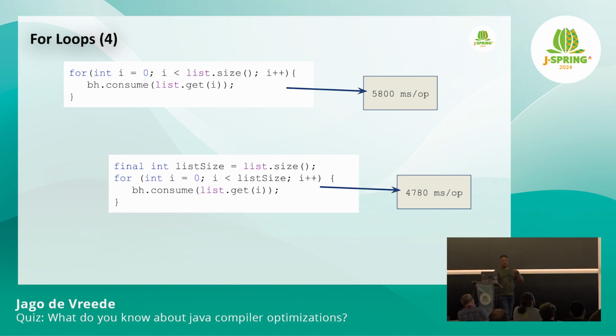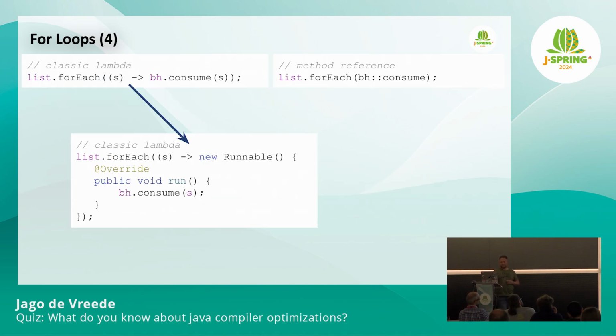But you can actually speed up the for loop a little bit by not using list.size inside of the for loop, because then list.size needs to be calculated every single iteration. If you extract it to a final variable on top of your for loop, that gives you, well, 1,000 milliseconds in this case, a performance benefit. So that's a nice, easy trick.